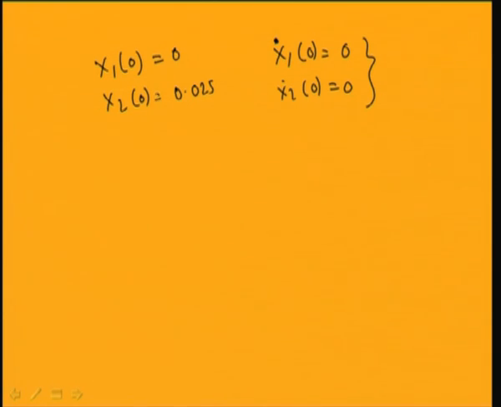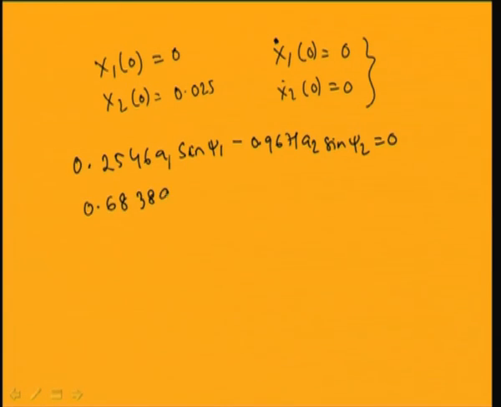So, by substituting in the first expression you can obtain the equations in this form: 0.2546 a1 sin psi 1 minus 0.9671 a2 sin psi 2 equal to 0. The second expression you can obtain in this form: 0.6838 a1 sin psi 1 plus 0.18 a2 sin psi 2 equal to 0.025.